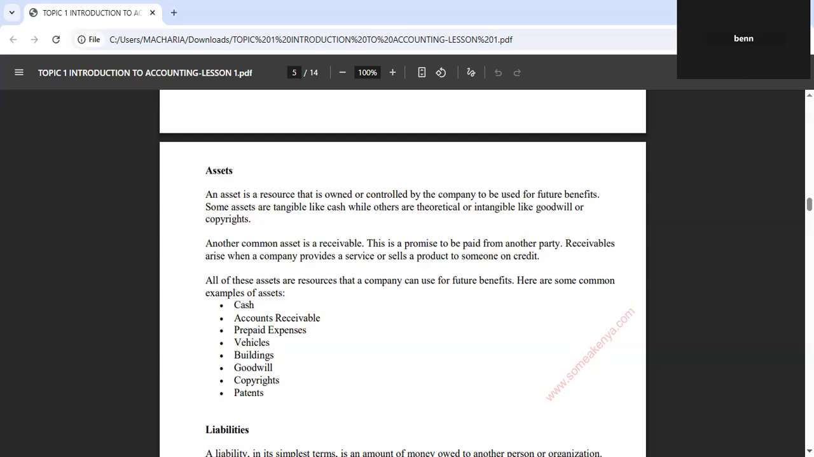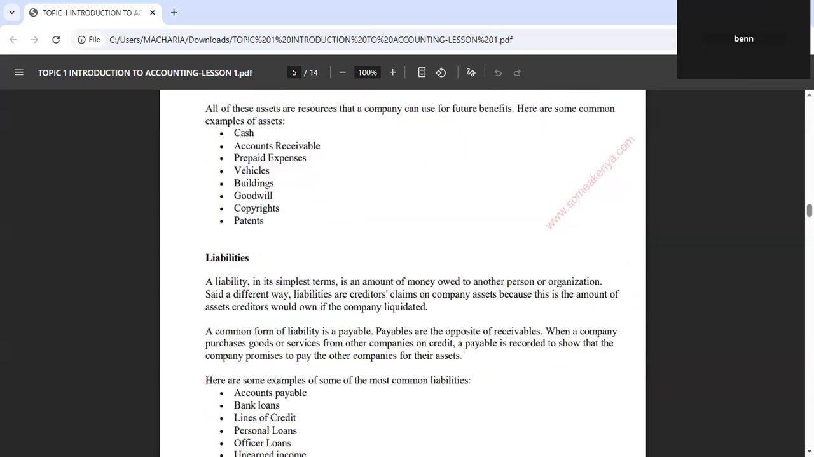And here are some common examples of assets. We have cash, accounts receivable, prepaid expenses. We are going to deal with these in detail. By the end of this course, there is a lot we're going to do with these computations. We have vehicles, buildings, goodwill, copyrights, patents. Now, we say that in the accounting equation, assets equal equity plus liabilities.